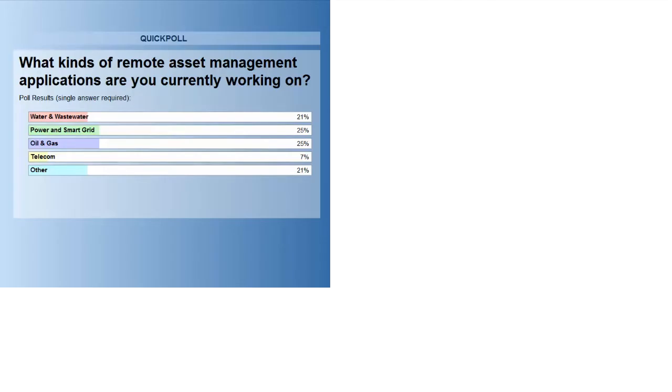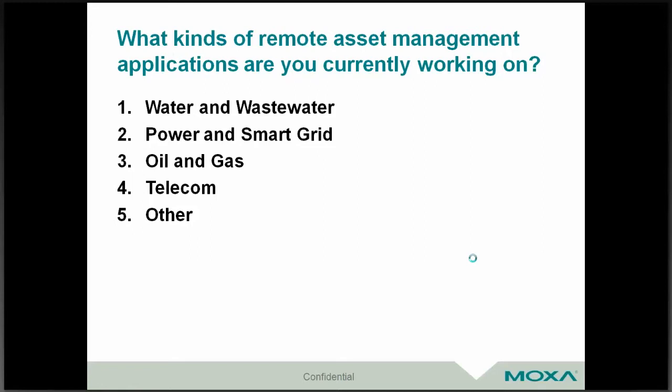All right, so here is the result. We got 53% of our attendees voted. It seems like most of our audience are falling into water, wastewater, power, and oil and gas. That's pretty much expected as, in Moxa's database, most of our customers are falling into these three categories. So I will try to use those vertical markets as we roll through the presentation and try to highlight that.